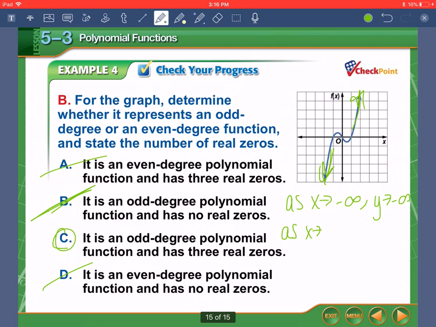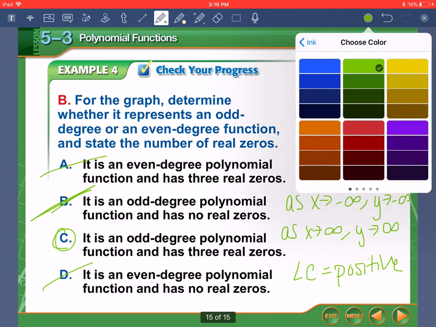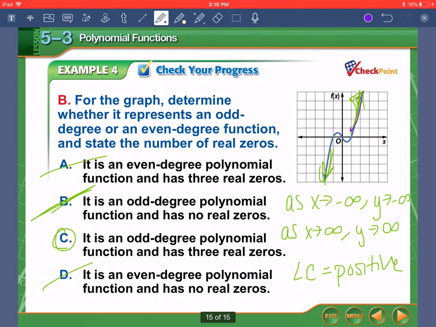As x approaches positive infinity, we're moving upward, so y is also approaching positive infinity. And our lead coefficient we know has to be positive, because the right side of the graph, as x is approaching positive infinity, y is approaching positive infinity. So it has to be a positive lead coefficient. And that is it for our polynomial functions notes.